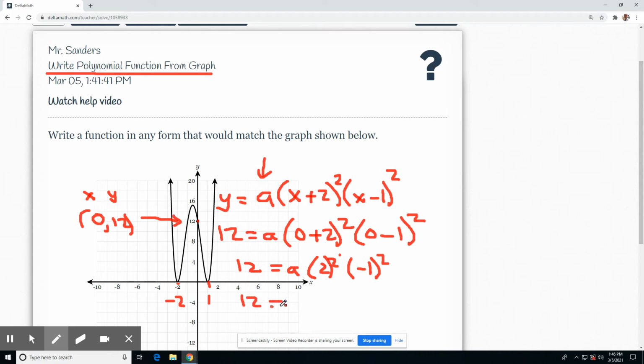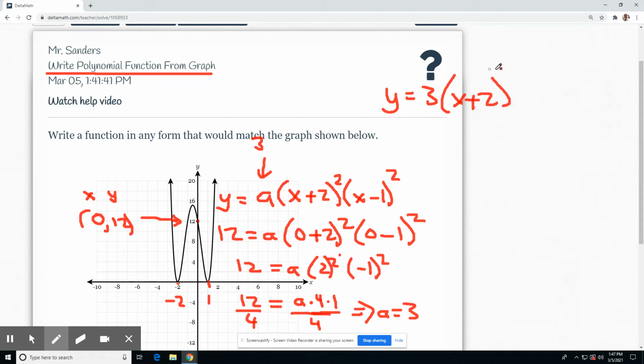All right, so 12 equals a times 4 times 1. To get a by itself, divide by 4, divide by 4. I get a equals 3. Then we plug that 3 in for that a, and we'll have y equals 3, x plus 2 quantity squared, times x minus 1 quantity squared, and there's our final answer.